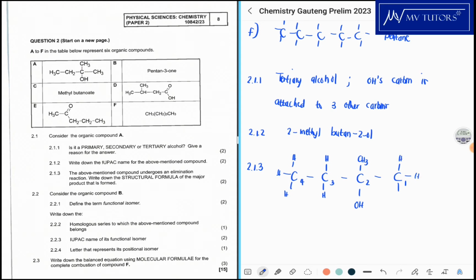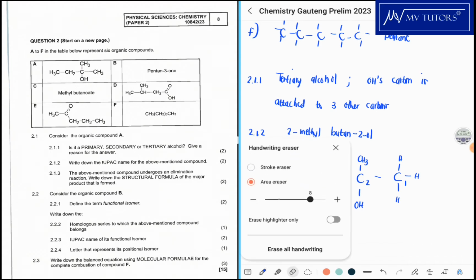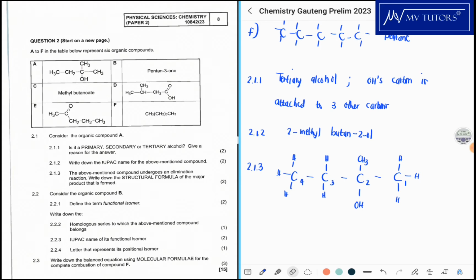So the double bond basically forms on the second carbon. And since it forms on the second carbon, we need to eliminate. Okay, so in between C3 and C2, we're going to have a double bond over here, and that means we're left with 1 of the carbons. But the double bond does form on carbon number 2. All right, and basically that's what they wanted, the structural formula.